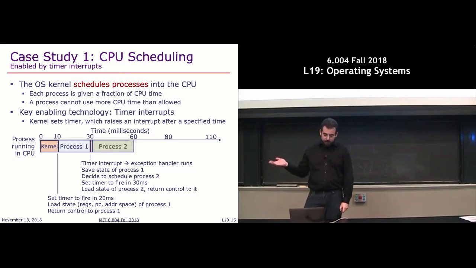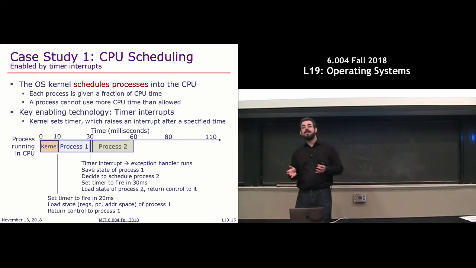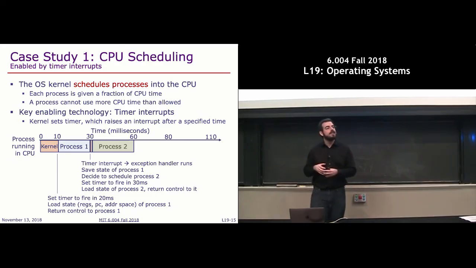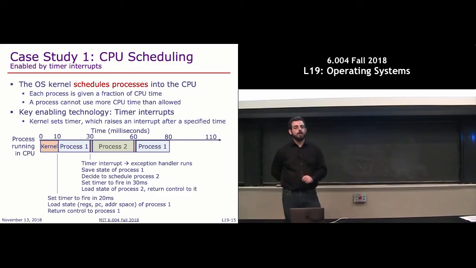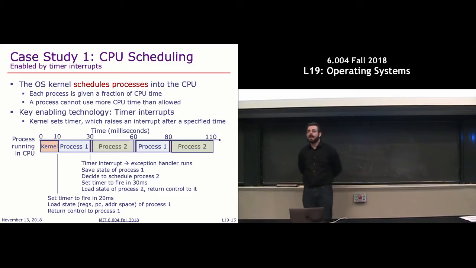In this particular case, let's say there's a process 2 that also wants to run. The OS kernel decides to schedule process 2 and sets the timer to fire in, let's say, 30 milliseconds, maybe 30 instead of 20 because process 2 has higher priority, so it deserves more CPU time. Then the process repeats. At 60 milliseconds, the kernel is invoked again, decides to switch to process 1, and so on. So with timer interrupts, we can safely time slice, time multiplex the CPU among multiple processes, even though these processes have no idea that they're actually just running on a slice of the CPU at a time.